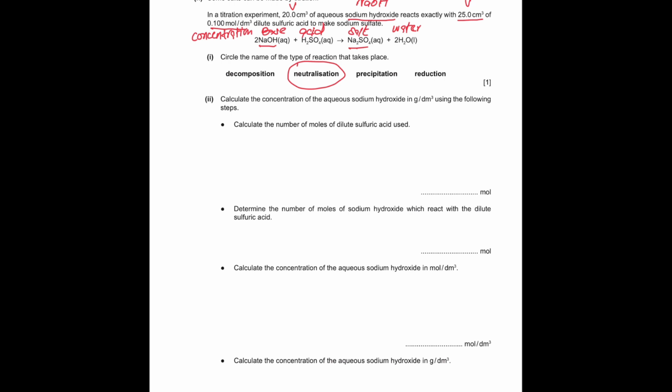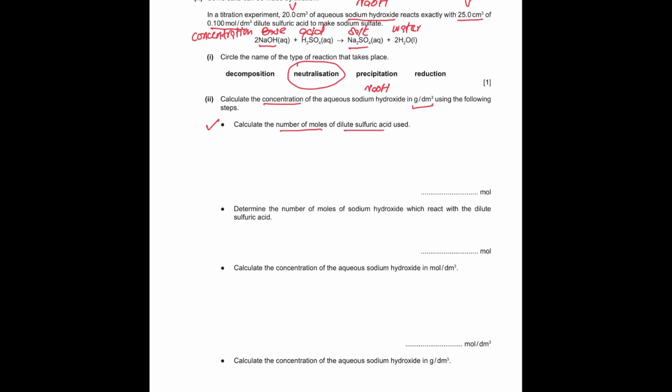In the second part, we have to calculate the concentration of aqueous sodium hydroxide in gram per decimeter cube. Using the following steps, calculate the number of moles. So here is the first step. We are going to solve the first step: calculate the number of moles. So we have to find the number of moles of which? Dilute sulfuric acid.